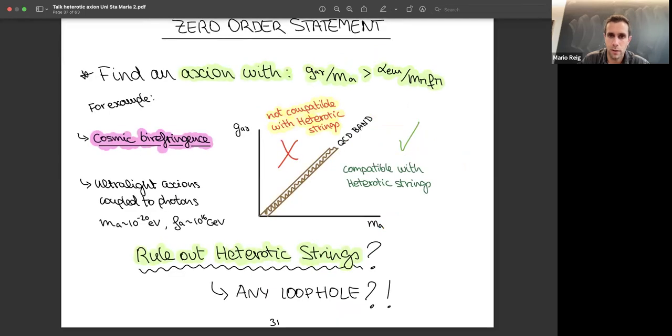So again, we are left with the same bound as with 4-dimensional GUTs, regardless of all the complexity in the compactification and all that. If you discover an axion to the left of the QCD band, or you see cosmic birefringence from ultralight axions coupling to photons, you rule out the standard embedding in heterotic strings. It doesn't matter how complicated your compact manifold is. If the standard model is embedded into the same E8, this is not compatible with the cosmic birefringence signal.